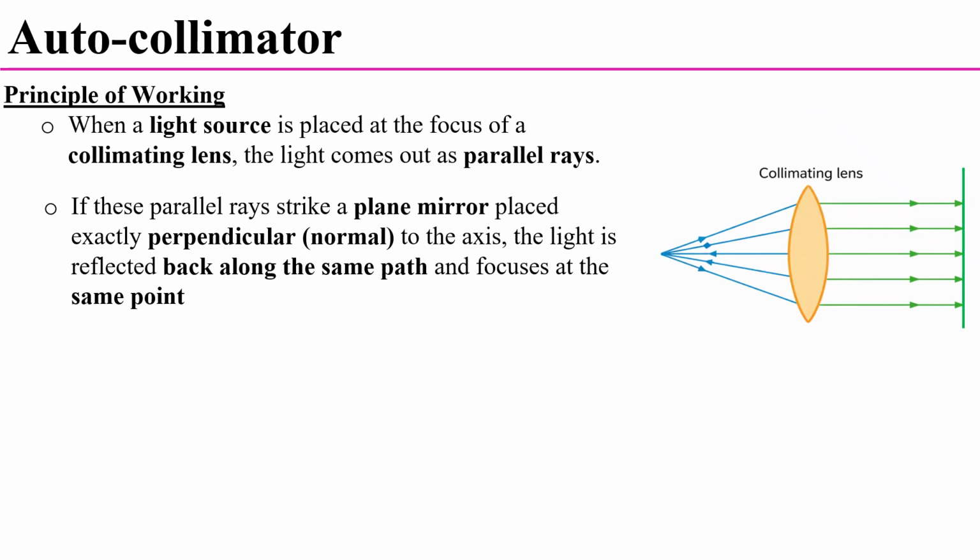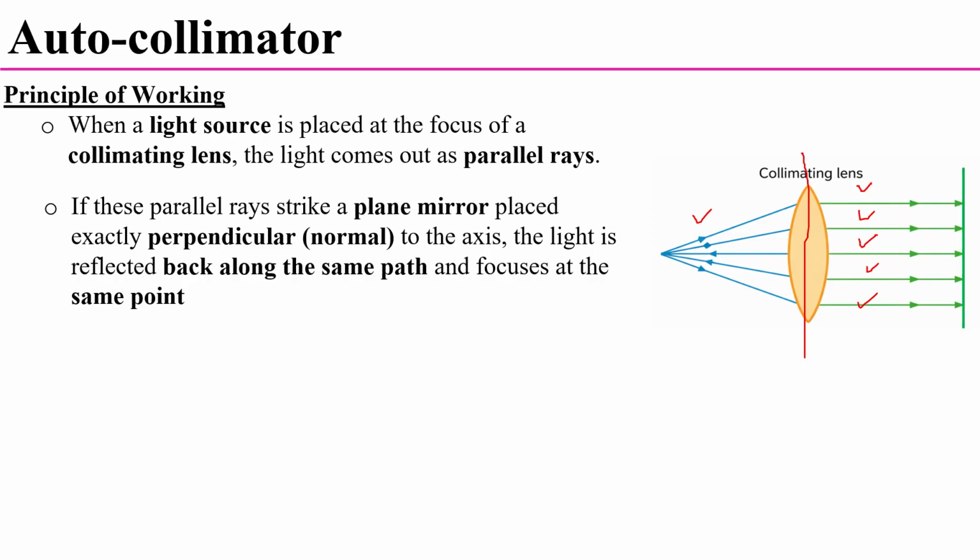Let's see the principle of working of the autocollimator. When the light source is placed at the focus of the collimating lens, the light comes out as parallel rays. In the figure, observe that the light source is placed at the focus of the collimating lens. When this light passes through the collimating lens, it comes out as parallel rays.